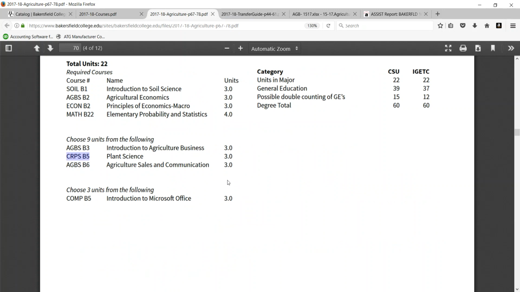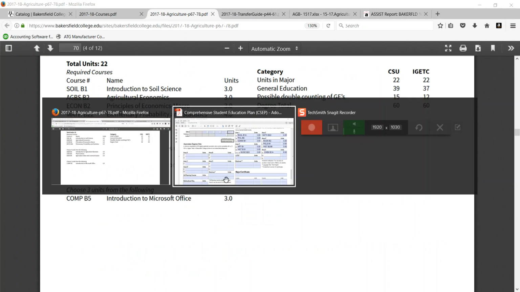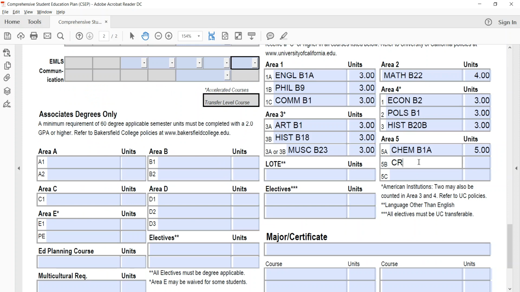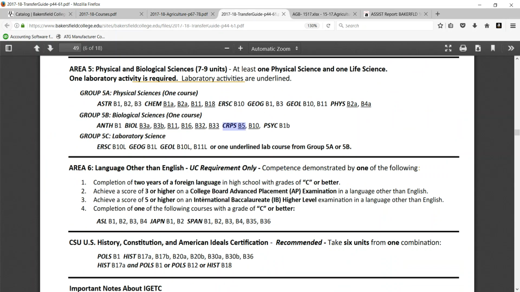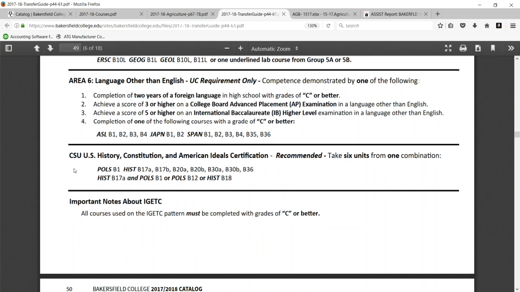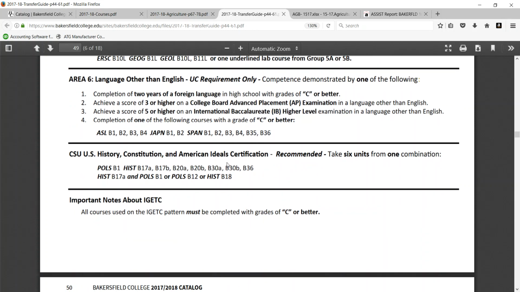Double dip. This is where you can double dip from your major and transfer. So I'm going to plug that in. Oh, and that's a 3-unit class. And now if we go back, I've fulfilled my laboratory requirements. This is definitely between 7 to 9 units, so I'm done with area 5. Next is area 6, so our language other than English requirement.